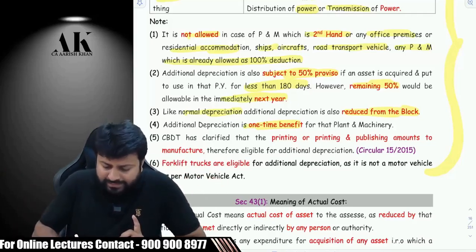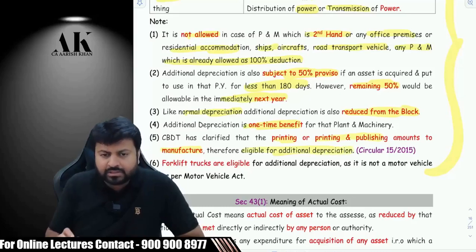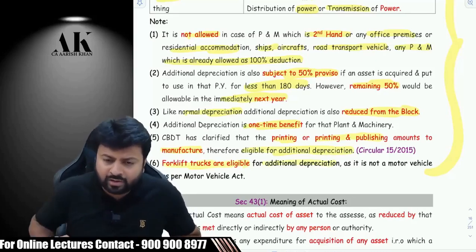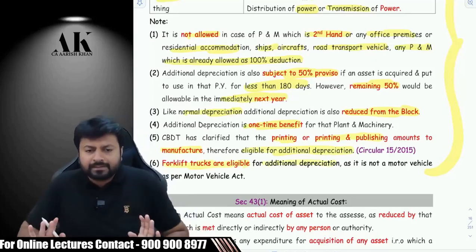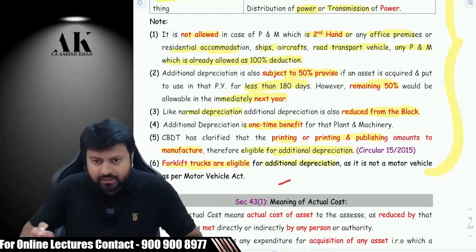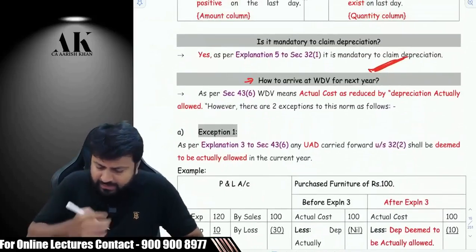Next, if you are engaged in printing or printing and publishing, it amounts to manufacture and therefore you are eligible for additional depreciation. Forklift trucks are eligible for additional depreciation, which I have told you earlier, and it is written in your books also. Is it clear? So till here we have done everything so far. Only this part is pending, that is how to arrive at WDV.